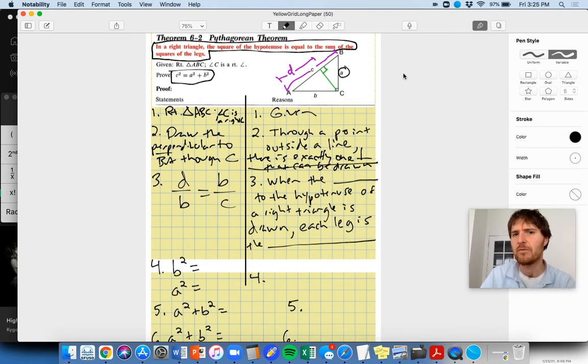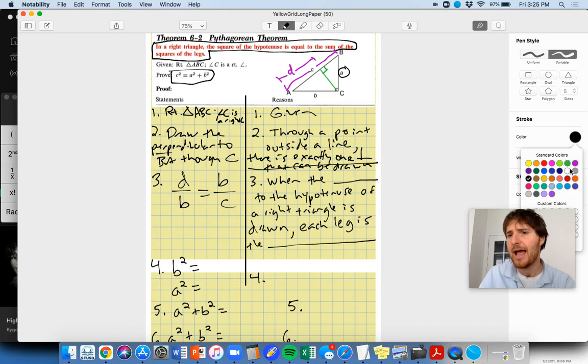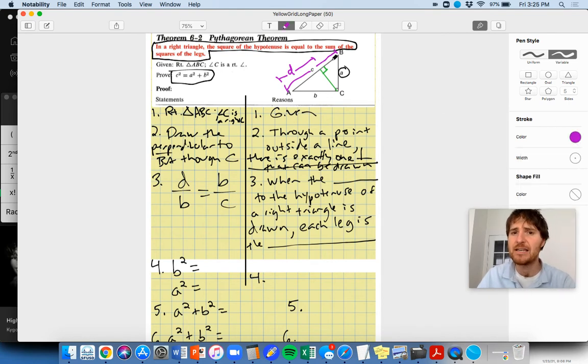What about this? A is the geometric mean of what? Well, I haven't assigned a variable for this segment of the hypotenuse that's adjacent to side length A. So why don't we call it E? Here we go.